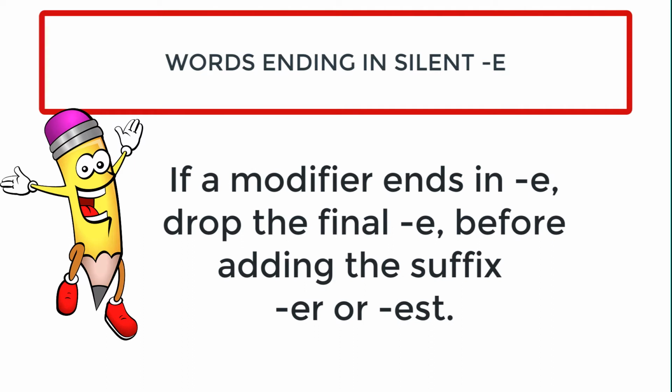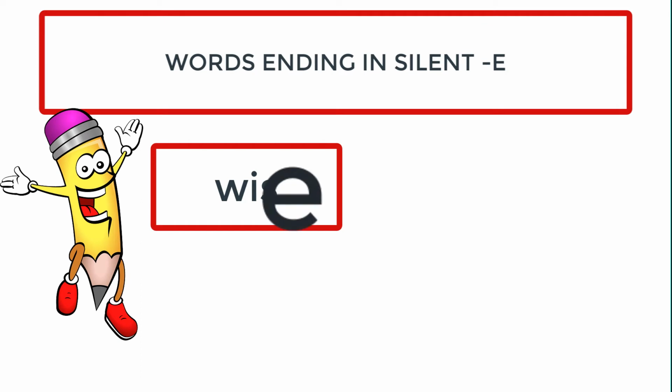If a modifier ends in E, you must drop the final E before adding the suffix er or est. Like in this word, wise, we drop the E and add the suffix er to make the comparative, wiser, or add est to make the superlative, wisest. Or in this other example, the word pure ends in a silent E. We drop the E, we add the suffix er to make the comparative, or the suffix est to make the superlative.